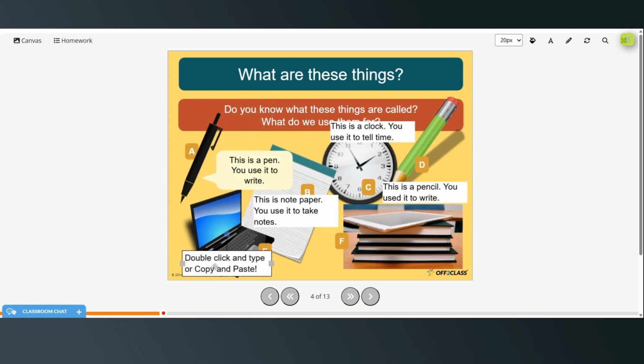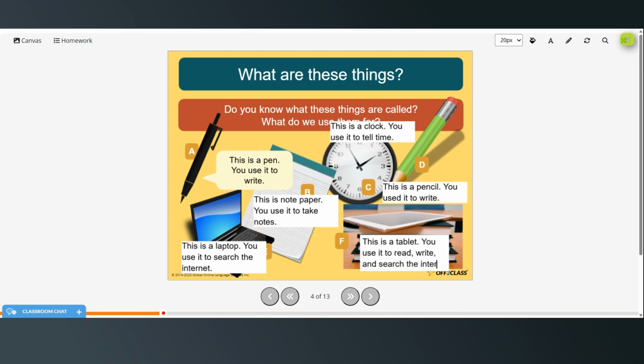Picture E. This is a laptop. You use it to search the internet. And this is a tablet. You use it to read, write, and search the internet.